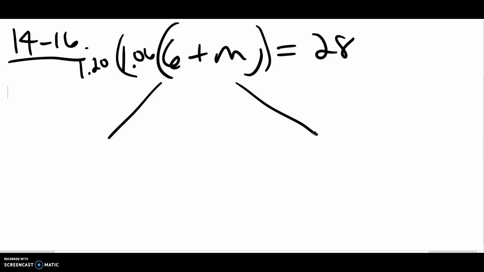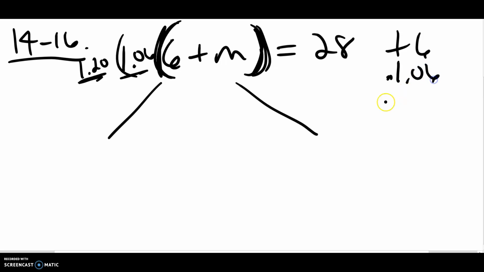One way is to do order of operations backwards. The last thing we did here is multiply by this, so we could divide by that. The second to last thing we did is that, so divide by that. And then do the subtracting first. Because if you think of order of op, what would you do first if you knew what m is? You would add the 6, then you'd multiply by the 1.06, and then you'd multiply by the 1.20. So if you want to do order of op backwards, you're going to divide.